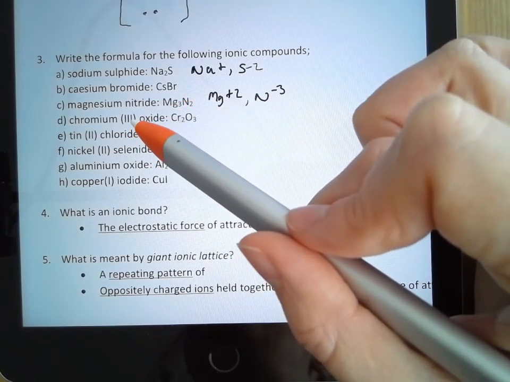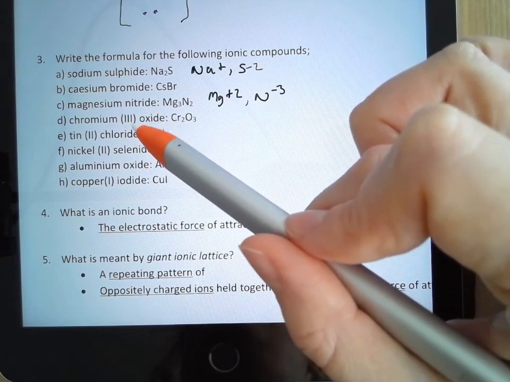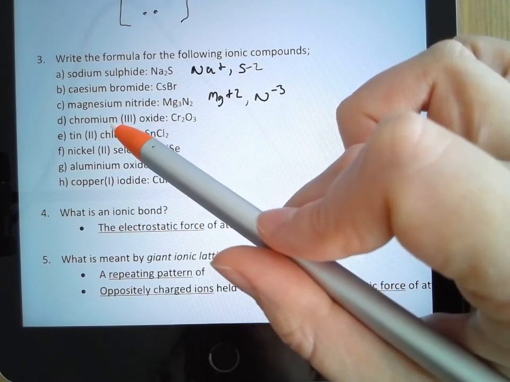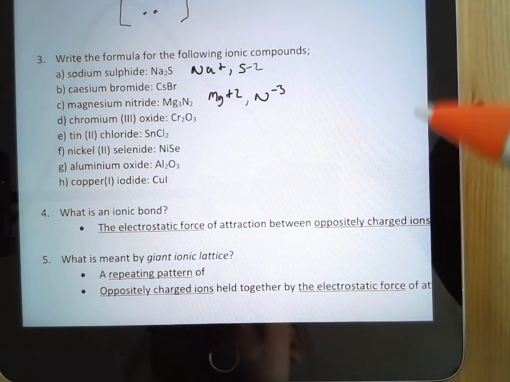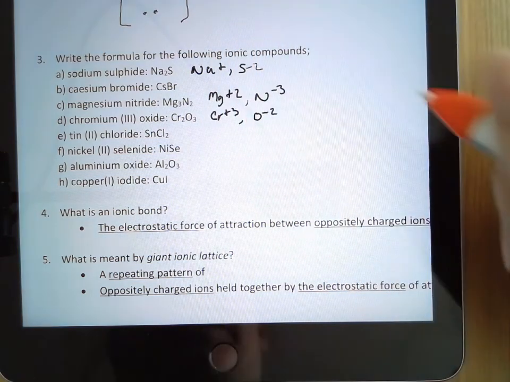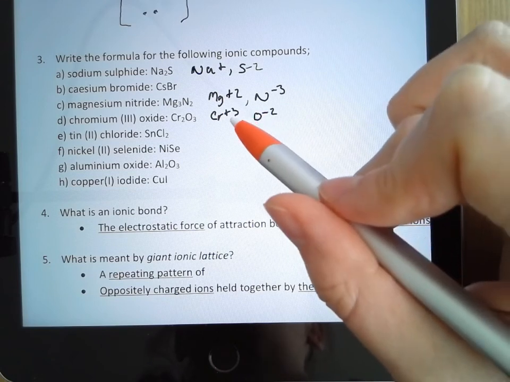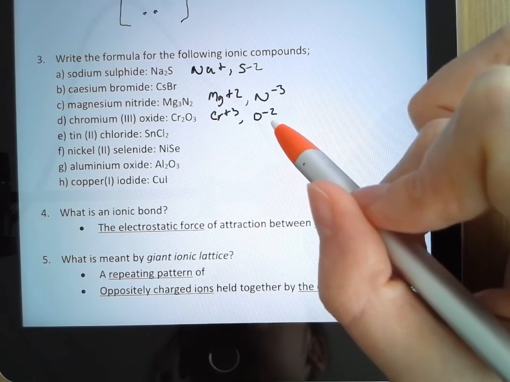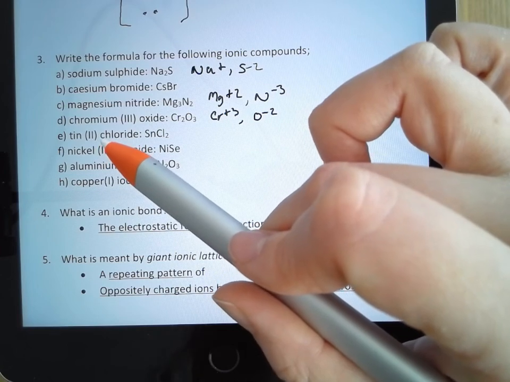Chromium 3 oxide. Chromium is one of our transition metals. I can't just look at the periodic table and see its charge, so I need to look at what's in Roman numerals. I've got 3 in Roman numerals, okay? Chromium's a metal, so it's always going to be positive, and the fact that it's followed by a 3 tells me it's going to be plus 3. That means chromium has got a plus 3 charge, and I know oxygen is always minus 2 because it's in group 6. In order to get these charges to cancel, I will need 2 chromiums to give me a total of plus 6. I will need 3 oxygens to give me a total of minus 6. So I get Cr2O3.